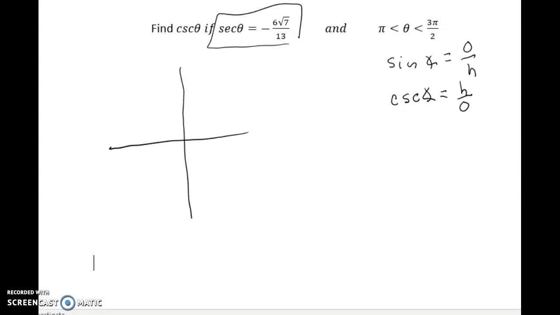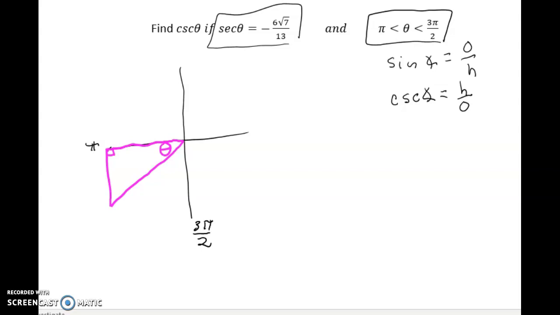And the angle lies between pi and 3 pi over 2. So this is pi, of course, and this is 3 pi over 2, and our angle lies between. So our angle lies somewhere in quadrant 3. We're going to draw up to the x-axis and over. Theta is always at the origin.